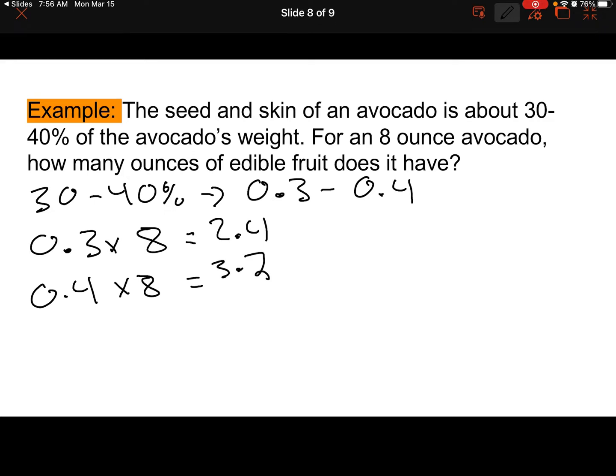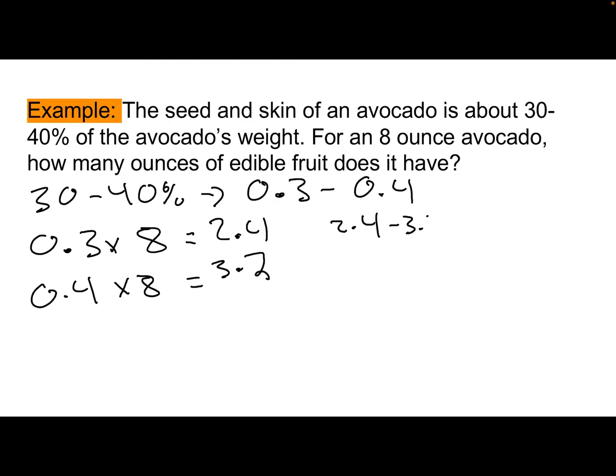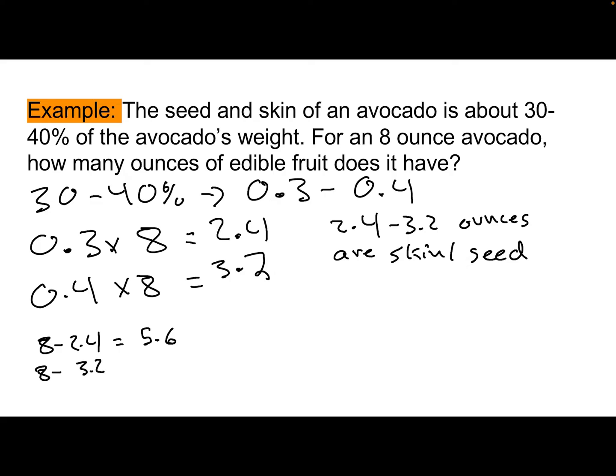So what is this telling us? That is saying that 2.4 to 3.2 ounces are skin and seed. So we need to subtract that from our 8. So 8 minus 2.4 would be equal to 5.6, and 8 minus 3.2 would be equal to 4.8. So how many ounces of this are edible? Between 4.8 and 5.6 ounces are edible.